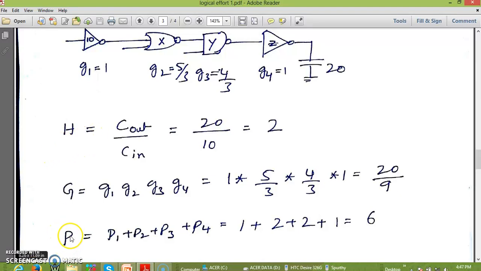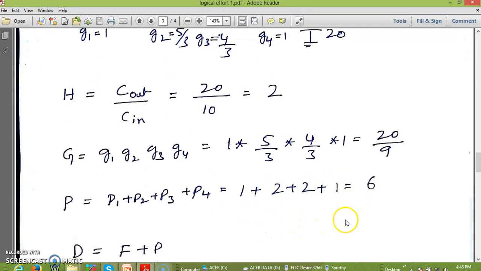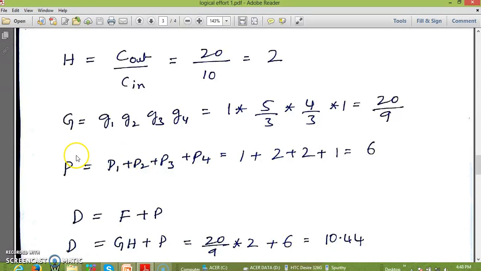Similarly, we can estimate the path parasitic delay, P, which is P1 plus P2 plus P3 plus P4, because all the delays are going to add on. Now we know that for the inverters it is 1 and 1, whereas for the NAND and NOR gates it is N. Since it's a 2-input NAND and NOR gate, it is 1 plus 2 plus 2 plus 1, which happens to be 6. So we know the overall logical effort and the parasitic delay.